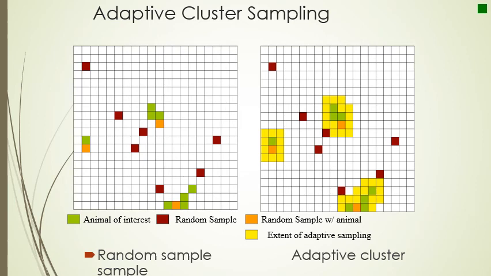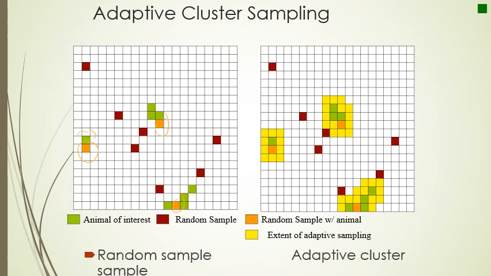So again, here's just a visual representation of this, where we have the animal of interest is present on these green cells. Our random sample are the dark red cells, and then sites where our random sample fell on top of a place where the species of interest was found.